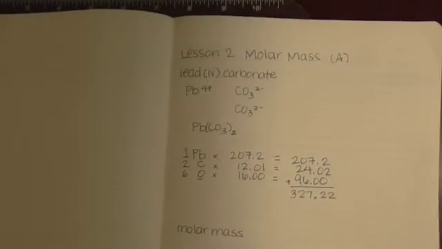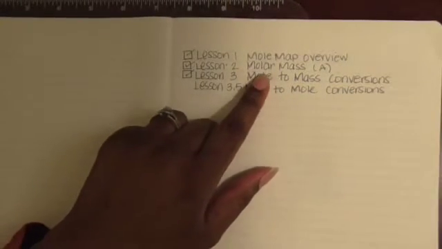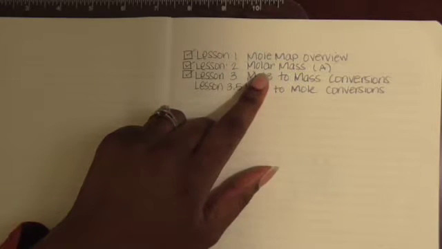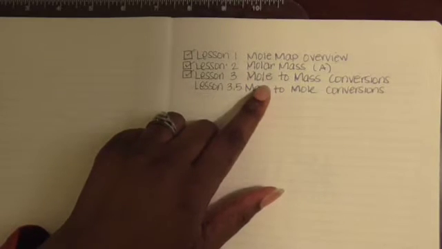All right, so we're back. So now we're going to go over lesson 3, which is mole to mass conversions. We've actually already kind of checked our table of contents here. We have already done the molar mass lesson. Make sure you do that first. Then we're going to talk about moles to mass conversions.